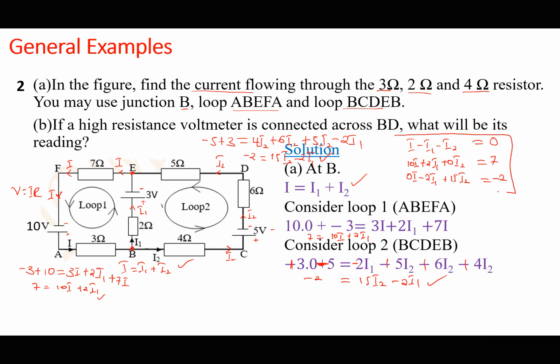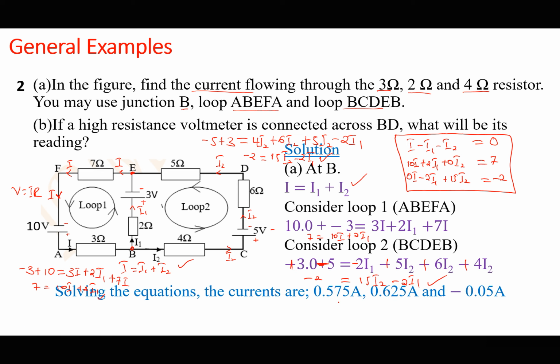If you are a very good mathematician, whichever method you use to solve these equations, it may not always be necessary to solve them in an exam, but you can try. I solved them using my calculator. You can use substitution, it may take long. You can use matrices, elimination, and so on and so forth. So solving the equations, I got 0.575, 0.625, and negative 0.05 amperes. You can also try and see if you get almost the same answers. Okay, so that is example 2.